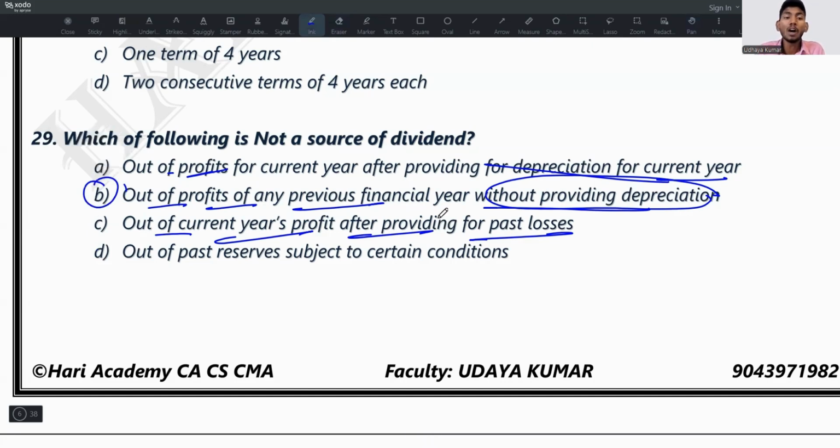Dividend must be paid out of profits, and when considering profits from previous financial years, companies are generally required to account for all necessary adjustments, including depreciation. Any previous financial year without providing depreciation is not possible, so it is not a source of dividend, right? Option B refers to payment of dividends from prior year profits without accounting for depreciation, which does not comply with accounting principles that require accurate representation of profits. The reason is that without accounting for depreciation, you cannot issue dividend. So the right answer is B.